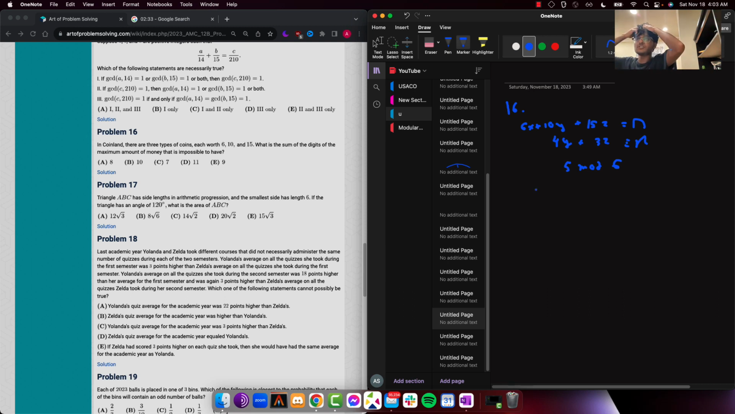Can we make some deduction about what that means about what has to be mod 9? 5 mod 6 can be what mod 9? So 5 mod 6 can be 5 and then 11, and then you add 6 again, so 17. Mod 9, this is 5, 2.